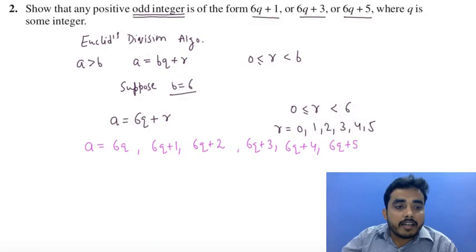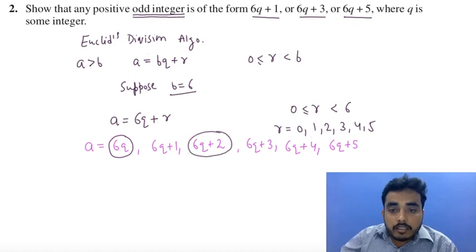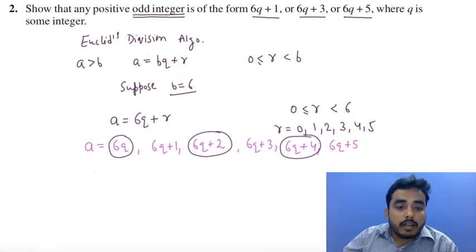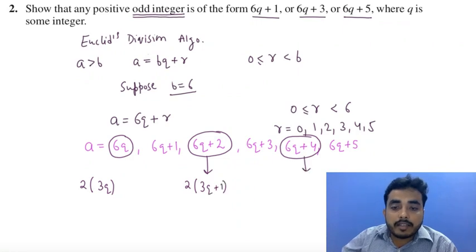So if you see clearly here, the numbers that I am circling here are all even integers. Why are these even integers? Because I can take 2 common out of these. So from this I can take 2 common and this will become 3q plus 1. If I take 2 out of these common, this is 3q plus 2. So we need not take these numbers because these are even integers.